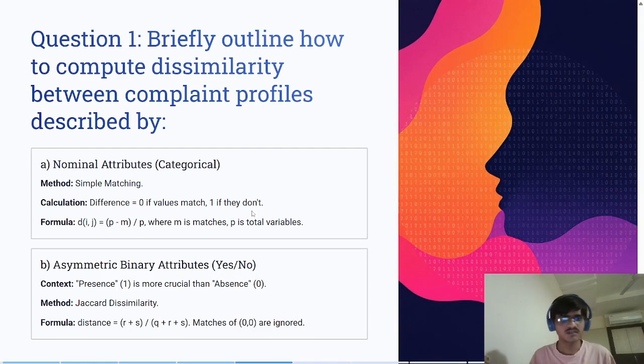For asymmetric binary attributes, the context would be that presence, which is 1, is more crucial than absence, which is 0. The method would be Jaccard dissimilarity. The formula is given by distance equals (r + s) / (q + r + s). Matches of 0,0 are ignored.